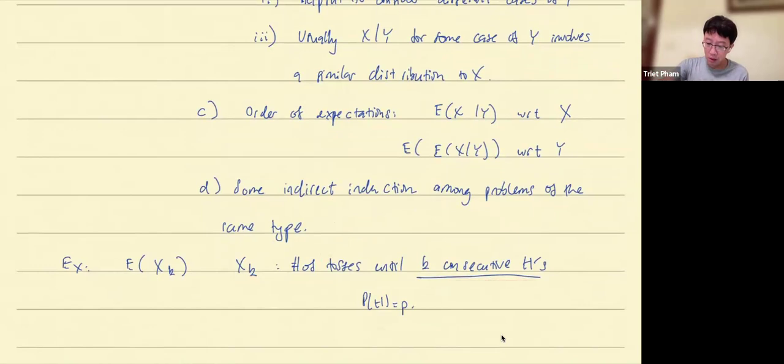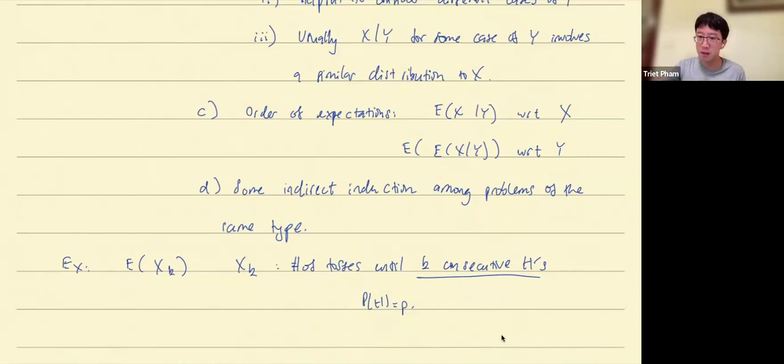Well, of course, the way you see the problem presented will be something like, find the expectation of the number of tosses until you see the first head, the number of tosses until you see two consecutive heads, until you see three consecutive heads, etc.